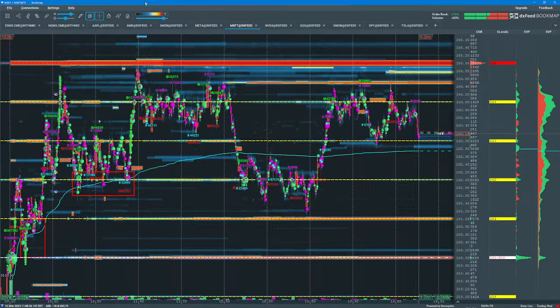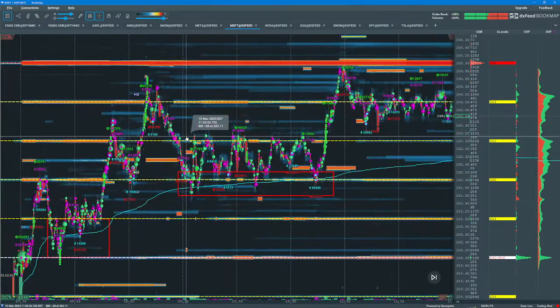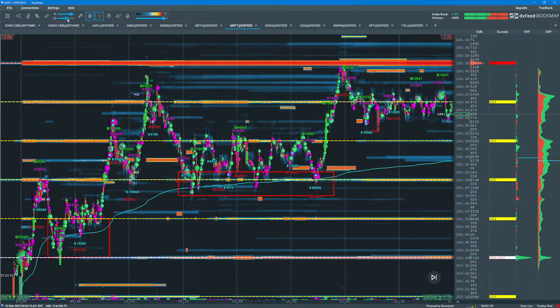And let's zoom in from the open until about 11:30. So note the quick move higher right at the open, then a move back down just below VWAP to the 260 key gamma strike.